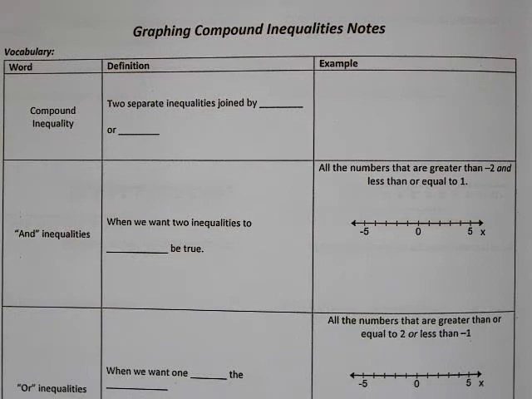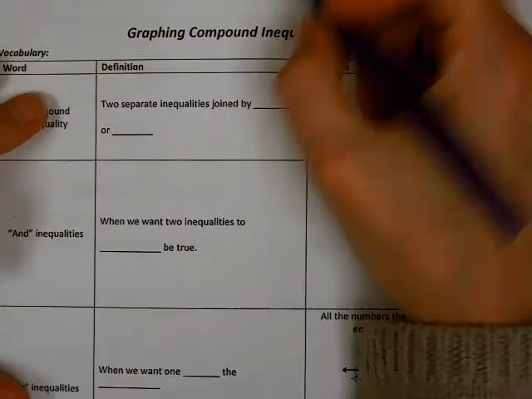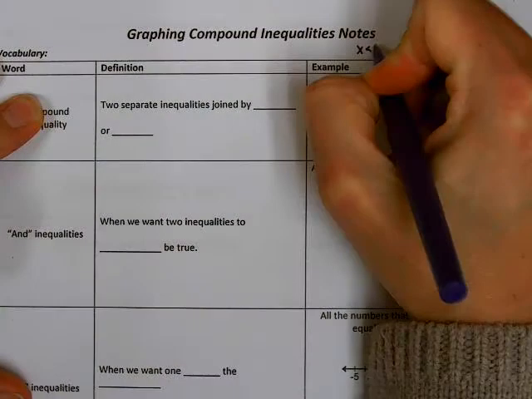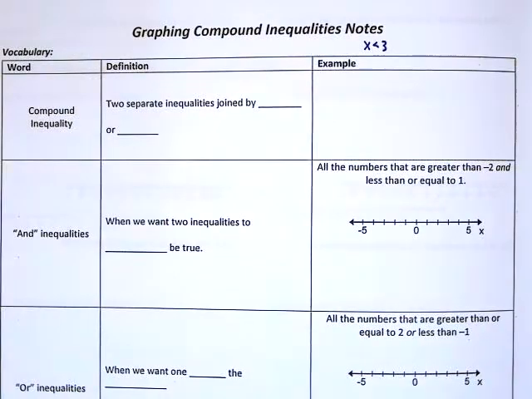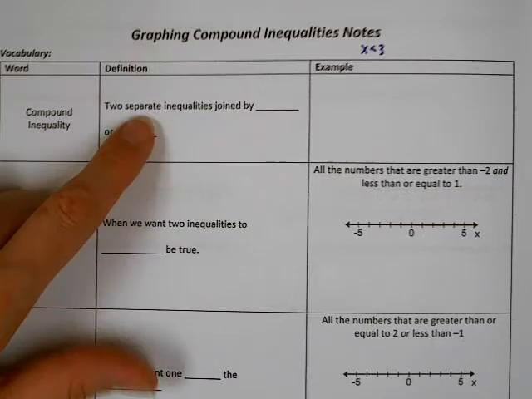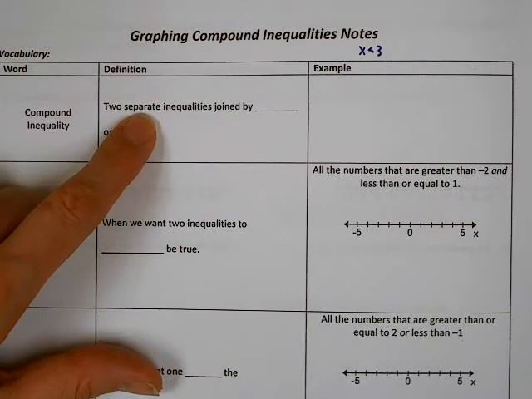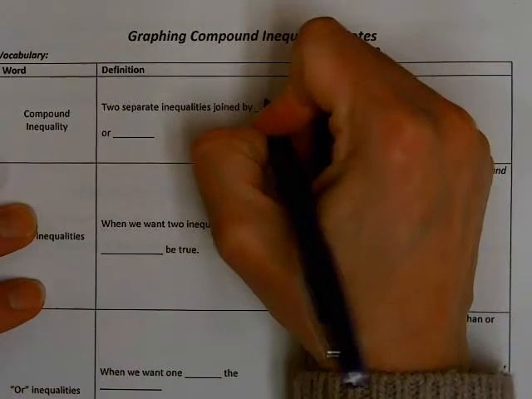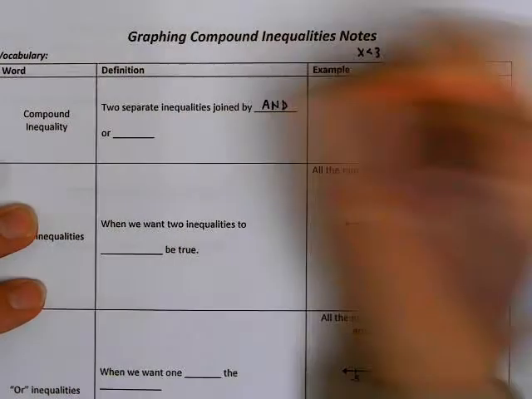Hi everyone, today we're going to be learning how to graph what we call compound inequalities. So far we've been working with just some simple inequalities that look something like this, right? Basic inequalities, and we've learned how to graph them and we've learned how to solve some more complex ones. But today we're going to be working with compound inequalities. And what those are, two separate inequalities joined by the words and, or.